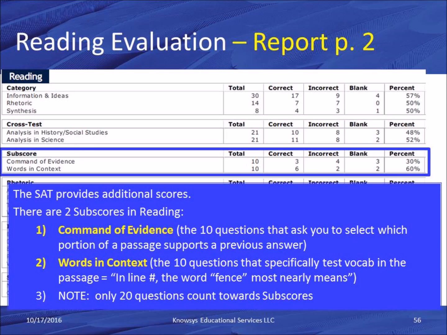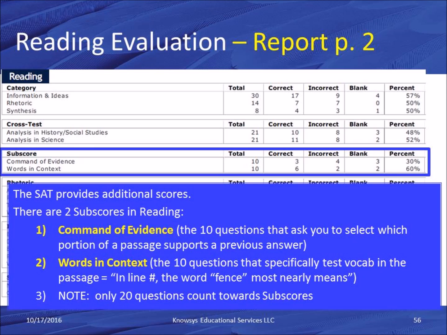Command of evidence are the 10 questions that specifically ask you to select the passage piece that actually justifies the answer. So there'll be some question, let's say number 9, that will say, with which of the following would the author most likely agree? You pick one. And then number 10 is, which piece of the passage justifies the answer to the question before it? And there will be 4 pieces of the passage quoted, and you will have to select. So that is command of evidence.